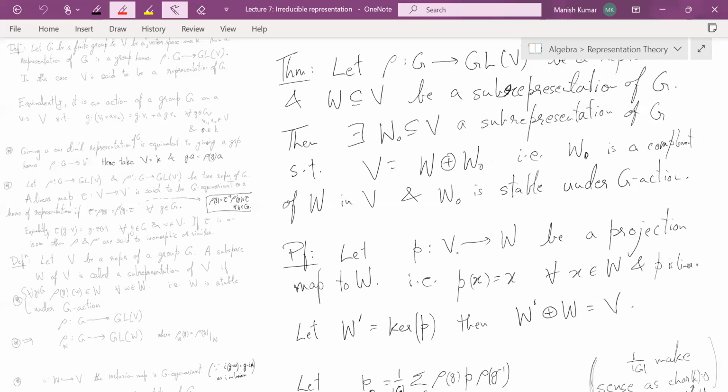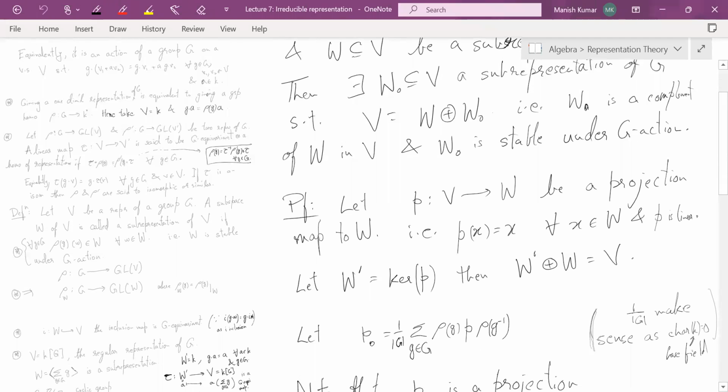Getting this W prime is not a problem, but there is no reason for W prime to be stable. Finding a complementary subspace is always possible, but you want the complementary subspace to be stable under the G action. W prime need not be stable under the G action. So one way to do it is this averaging technique, which we'll do.